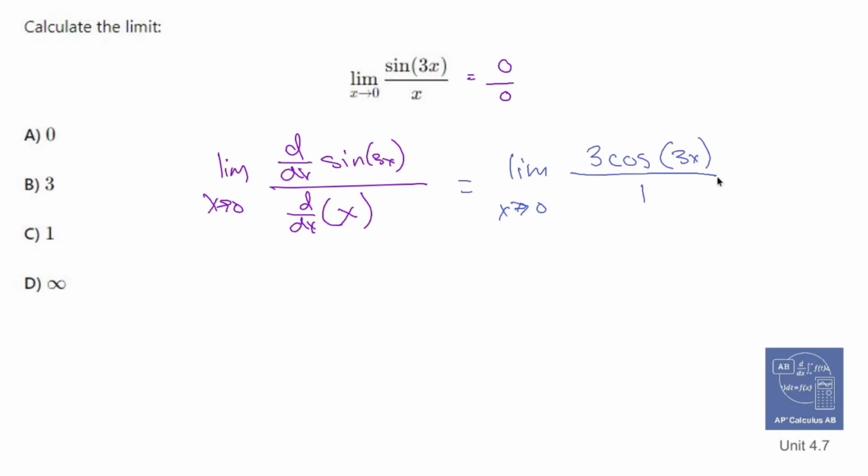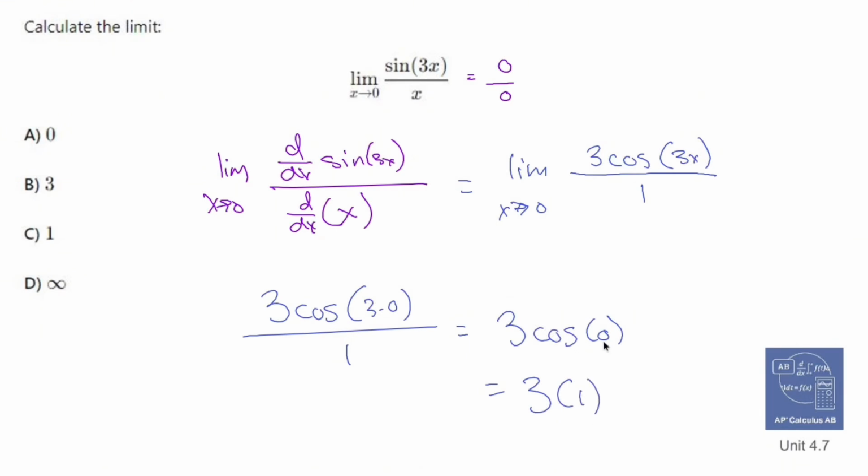So I can plug in 0 now. If I plug in 0, I get 3 cos of 3 times 0 over 1. Over 1, useless. 3 cos 0 is the same as 3 times 1 because the cosine of 0 is 1. And last time I checked, 3 times 1 is a big fat 3, which means B is going to be my answer. So L'Hopital's rule is used if you take your limit and get 0 over 0, or infinity over infinity. You take the derivative of the top, take the derivative of the bottom, try again, repeat if necessary. No need. I got my 3.